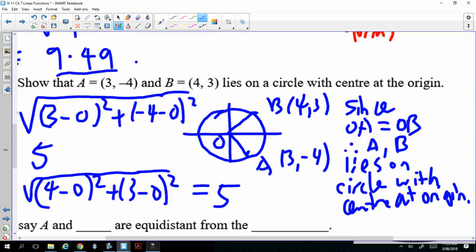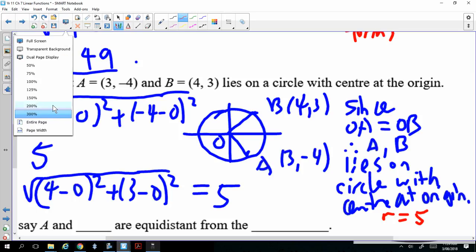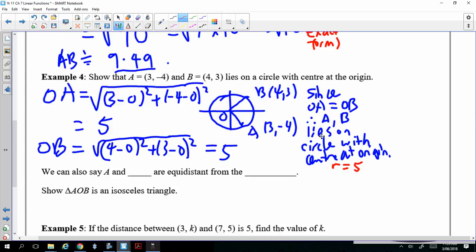Now, what's the radius of that circle? 5, yeah. Okay, good. All right, there are some keywords you have to learn as well. Let's write it down. So, what have we learned so far? There's another way to describe this. We can also say A and B are equidistant from the origin, right? So whenever they ask you to show it's equidistant, it is to show the 2 lengths are the same.